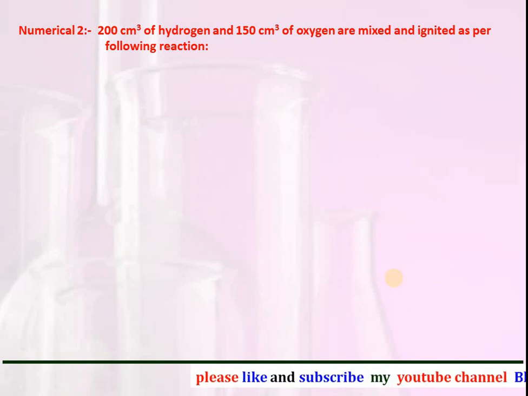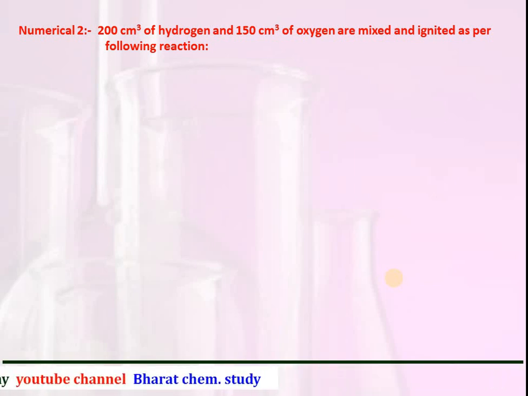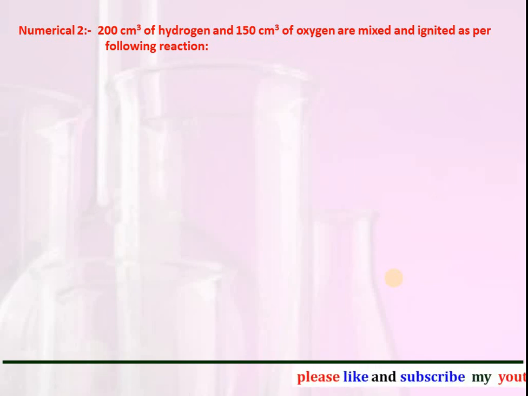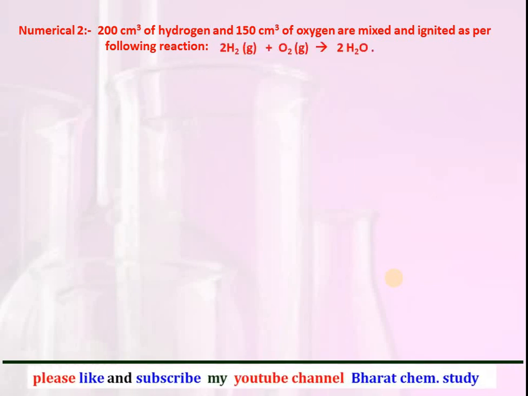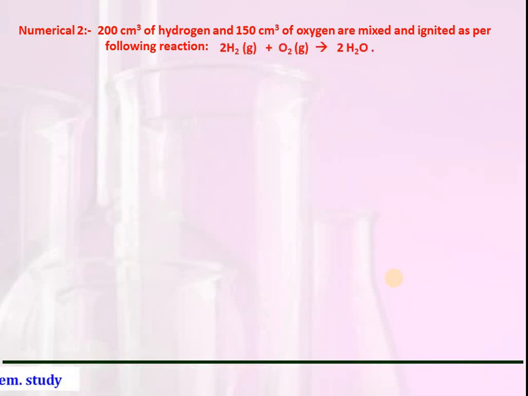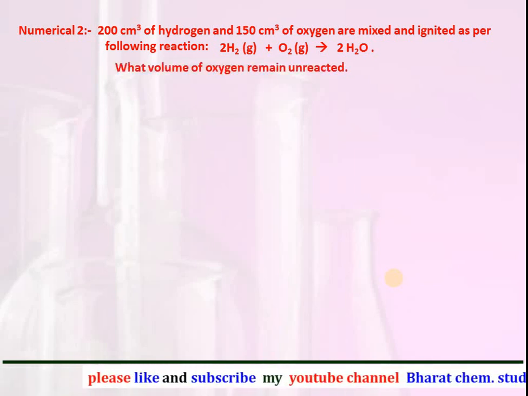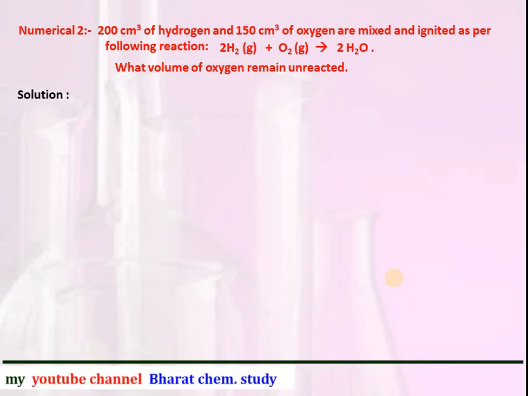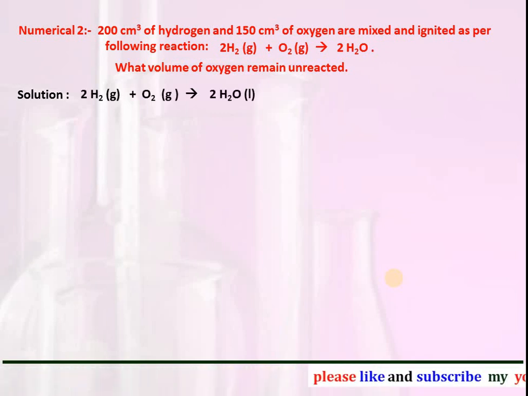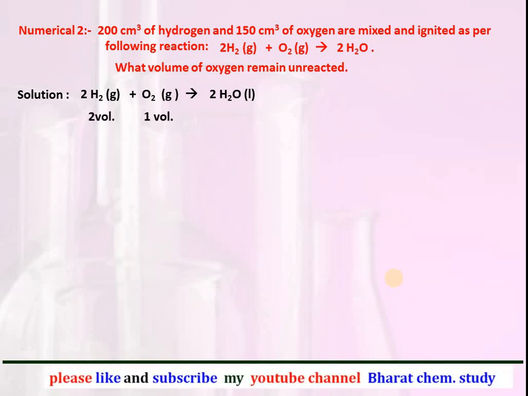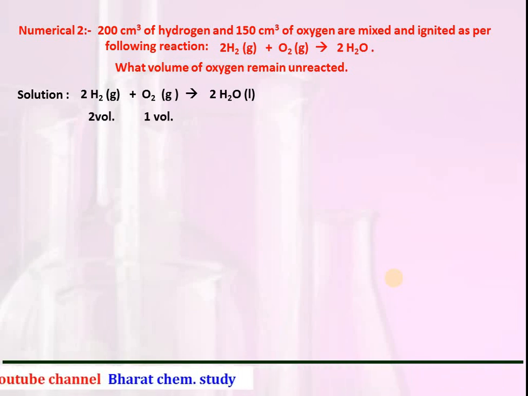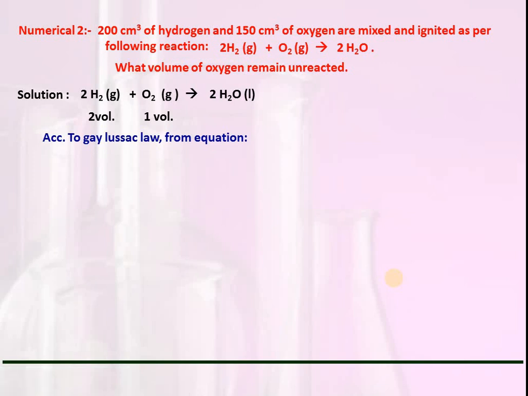So, let's do one more example. 200 centimeter cube of hydrogen and 150 centimeter cube of oxygen are mixed and ignited as per the following reaction. In this numerical, the equation is already given and it is balanced. What volume of oxygen remains unreacted? Because water we have to take in liquid form, its volume is not counted. So the equation is this, and from it, 2 volumes of hydrogen react with 1 volume of oxygen to give water, whose volume is not to be considered because it is taken as liquid.